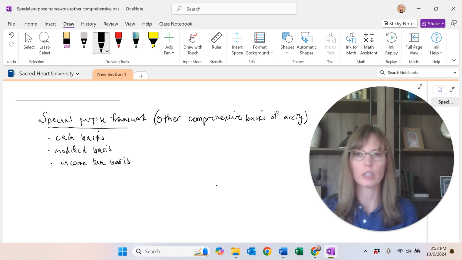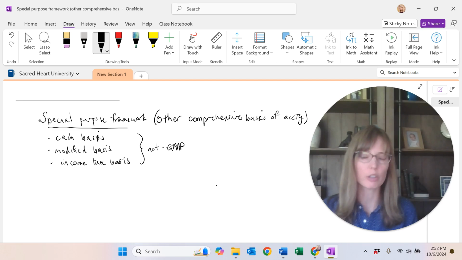Now, none of these are GAAP. So publicly traded companies or companies with publicly traded stock, equity, or debt bonds are not going to be able to prepare financial statements under these methods. Think more very small companies or individuals who have their own companies. They might be choosing from one of these three methods.